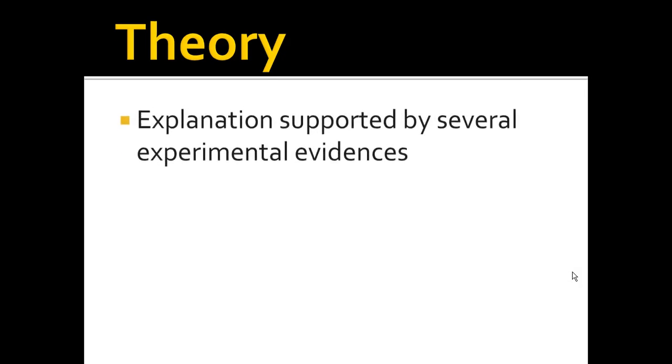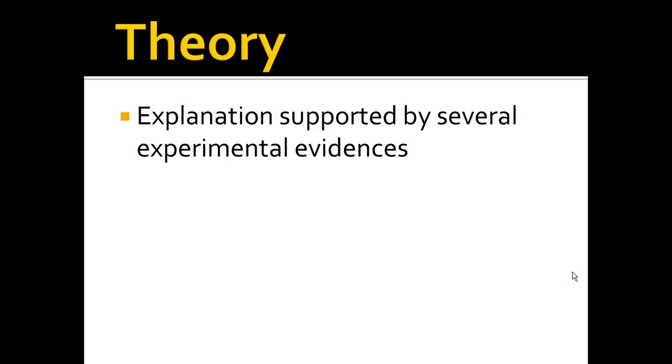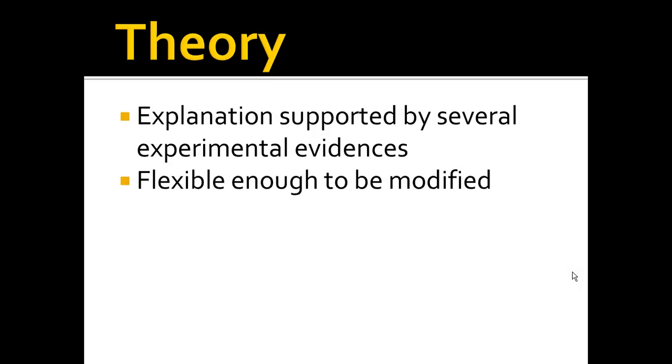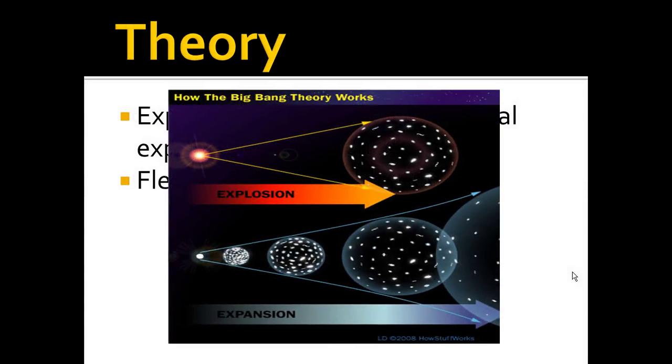Now, what is a theory? A theory is simply an explanation supported by several experimental evidences. A theory is flexible enough to be modified. A common, popular example of a theory is the Big Bang theory, which explains the evolution of the universe, how it came about from the very beginning of the expansion of this primordial ball of energy.